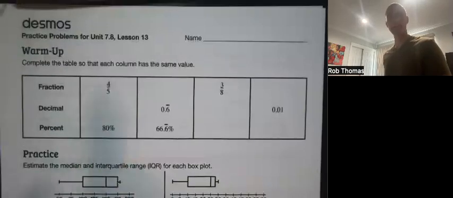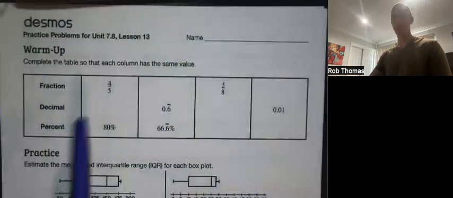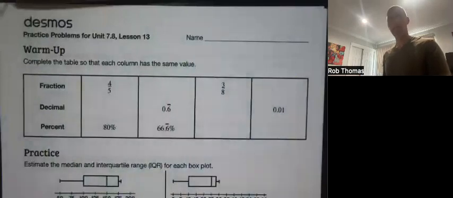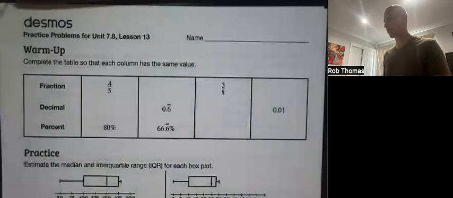First, we got a little review with fractions, decimals, and percents. We're at the very end of the school year by now. You've done a million of these, right? I hope you're pretty good at these. I hope I don't have to do this whole thing for you, but we can do a couple. So let's see here.